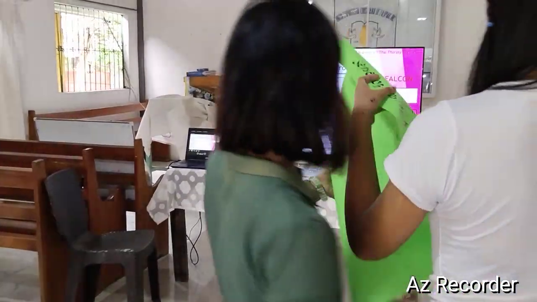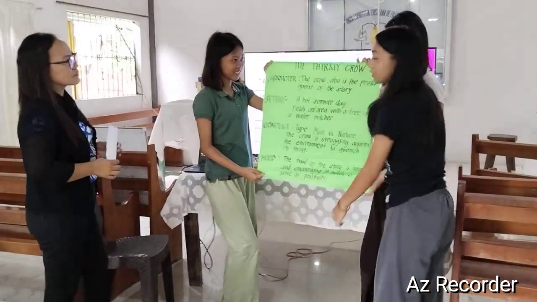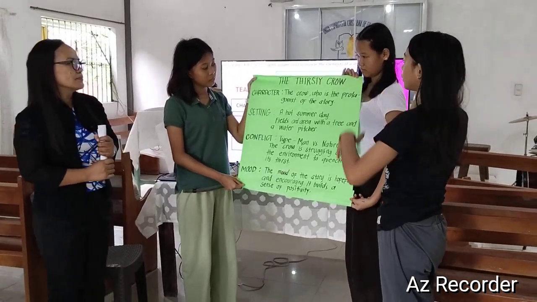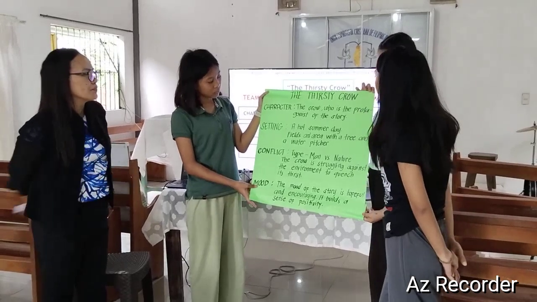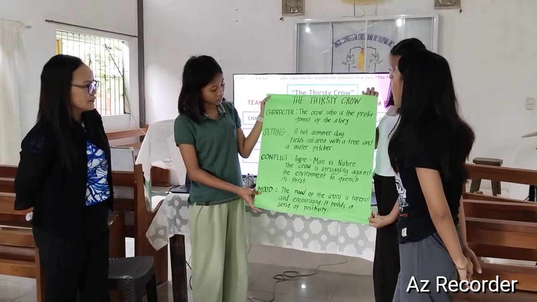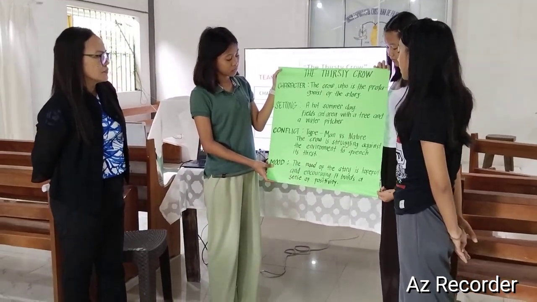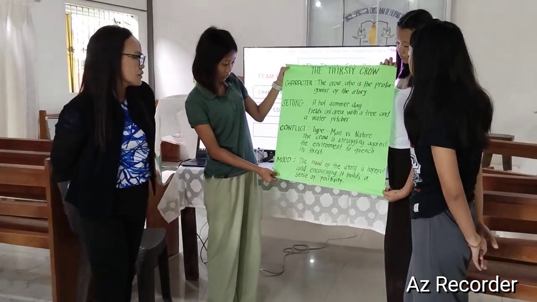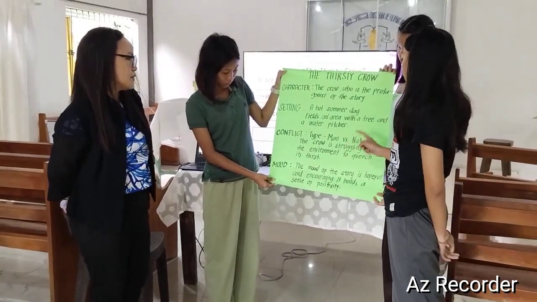Let's now have the team Eagle. So, good morning everyone. We'll talk about the different elements of the story, the Thirsty Crow. First is the character. The crow, who is the protagonist of the story. Second, the setting. A hot summer day. Fields and area with a tree and a water pitcher. Next is conflict. The crow is struggling against the environment to quench its thirst. So, this is what we call man versus nature.